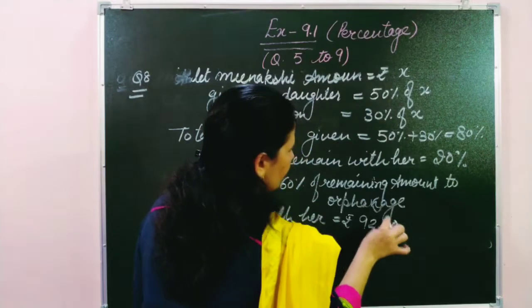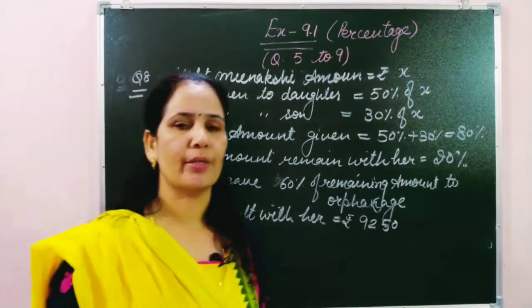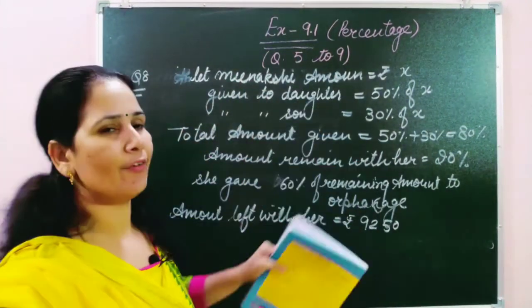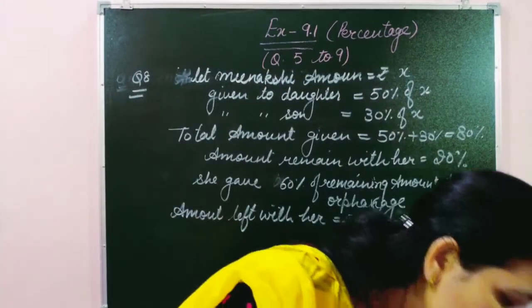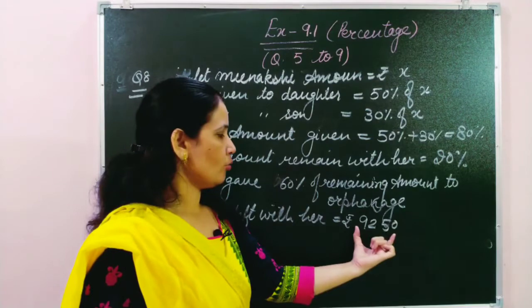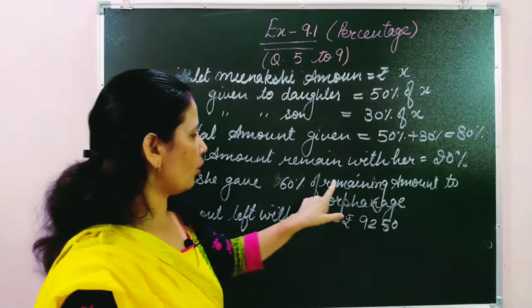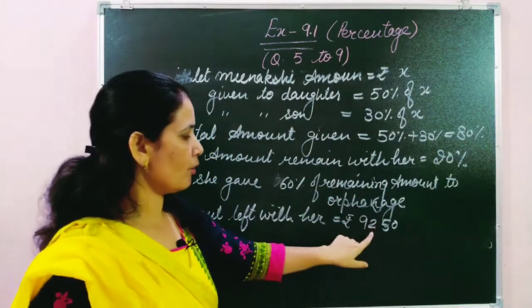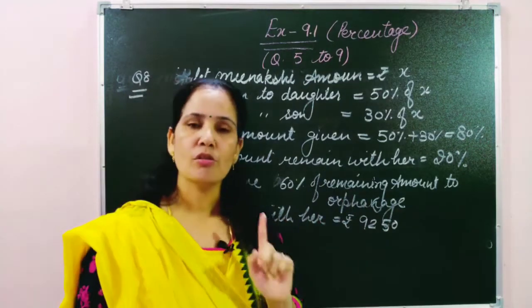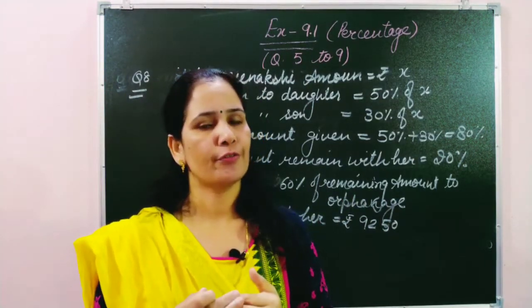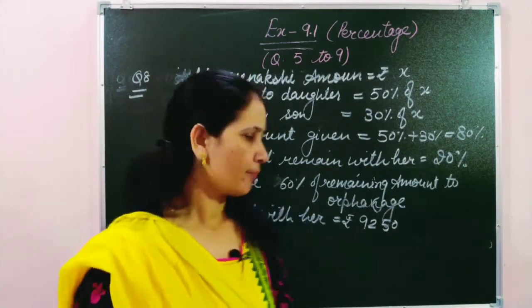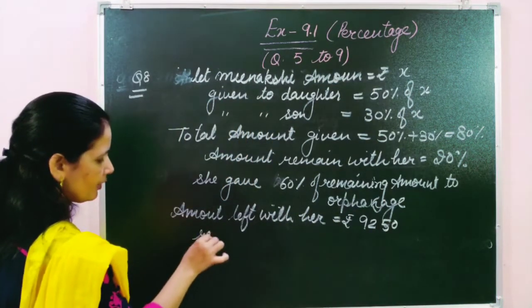9,250. Okay, now the questions start from here, because till now we have written the keywords of the question. The main question starts from here. This amount is 40% of the remaining. So first of all, we find out the remaining amount with Meenakshi. So here we will write remaining amount.